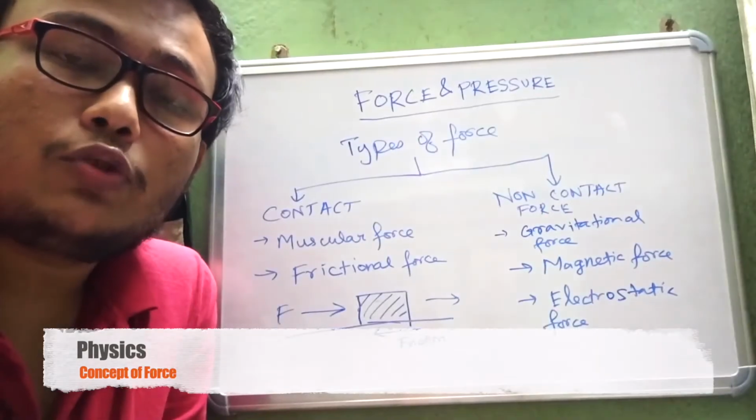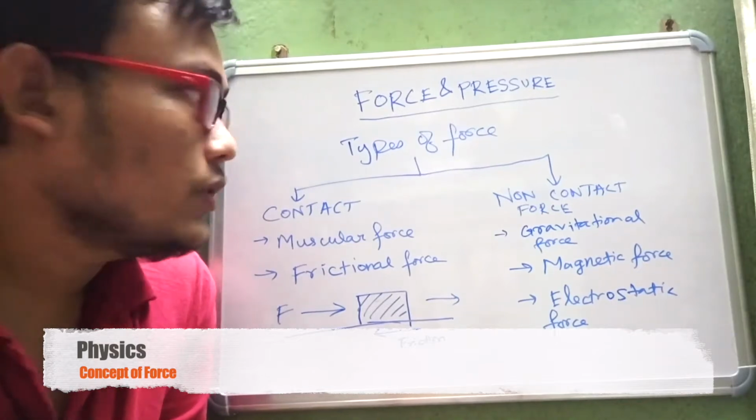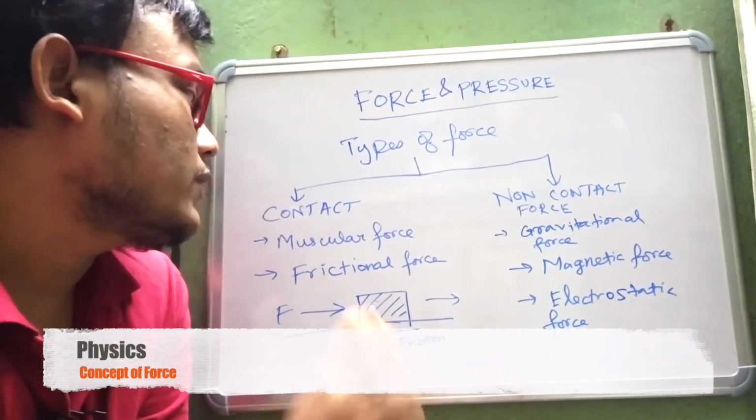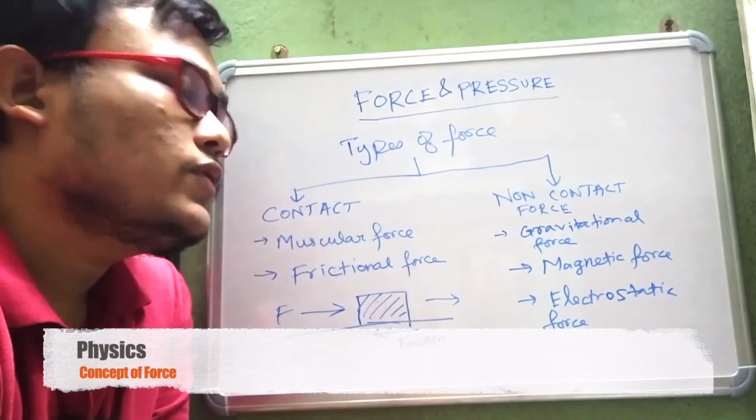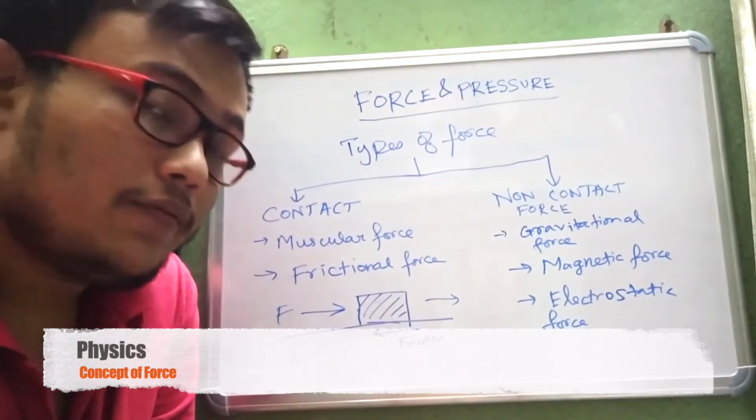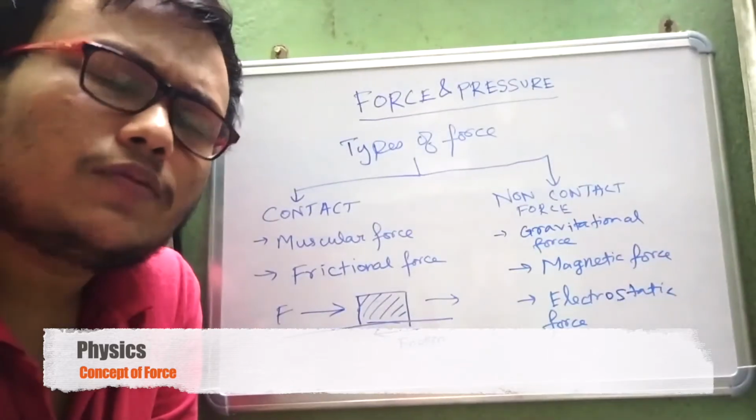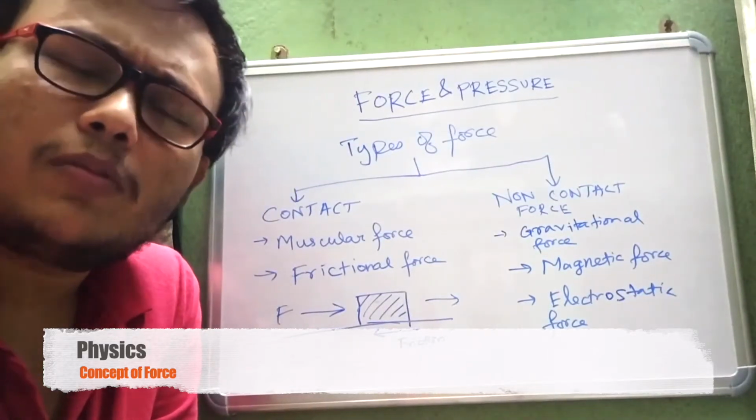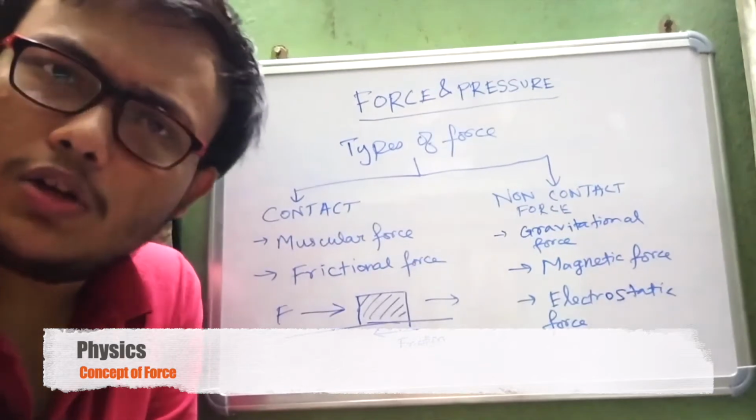So now we'll come to the types of force. There are two types of force. One is contact force and the other one is non-contact force. Under contact force we have muscular force and frictional force. Muscular force is the force which we can apply with the help of our muscles, for example, when we pull a bucket of water.